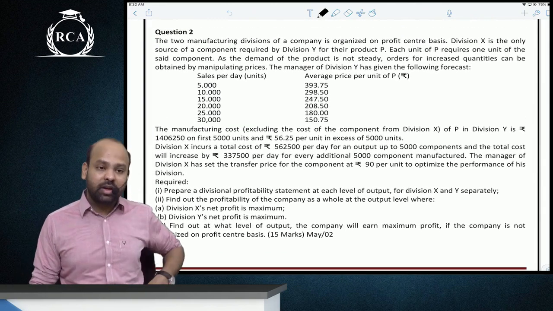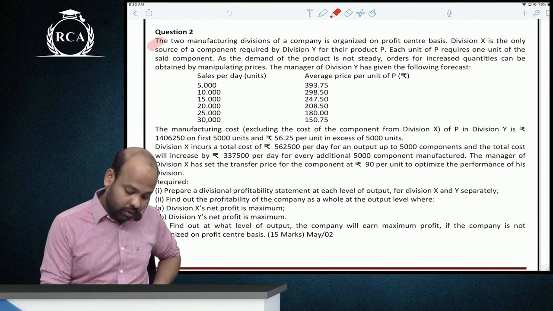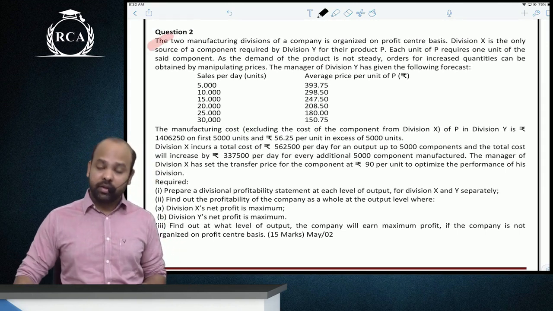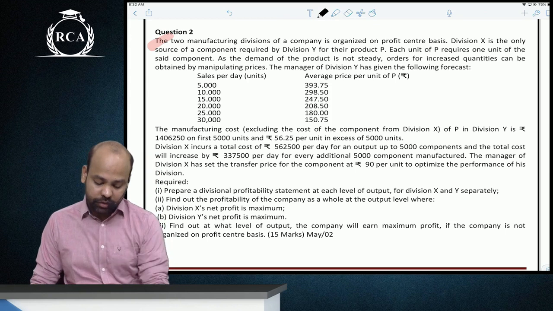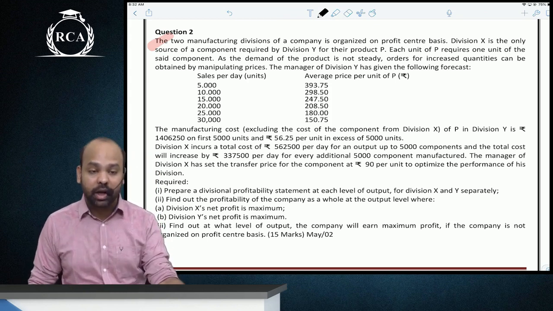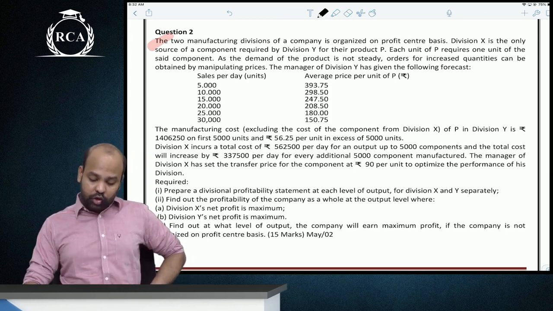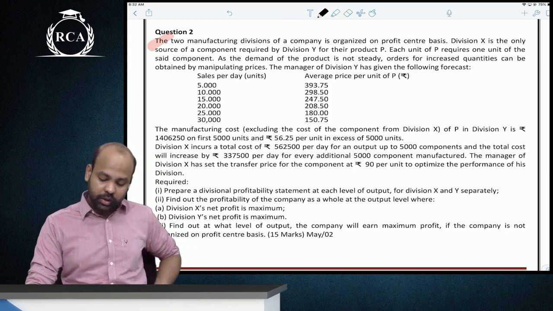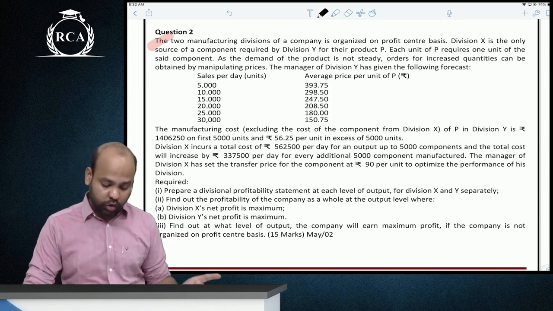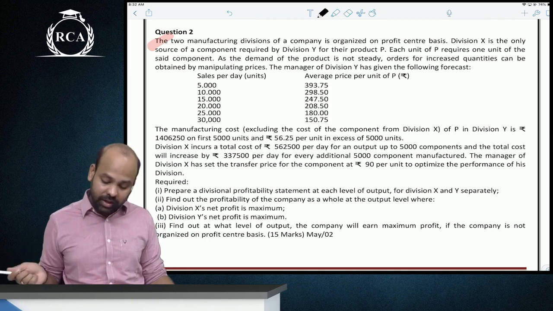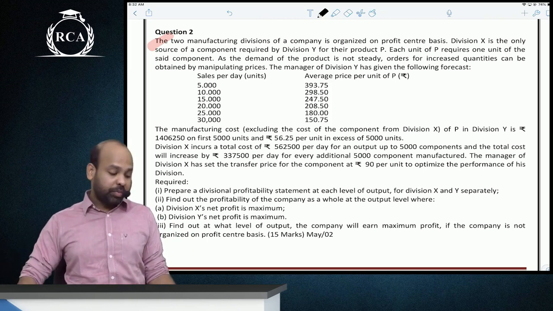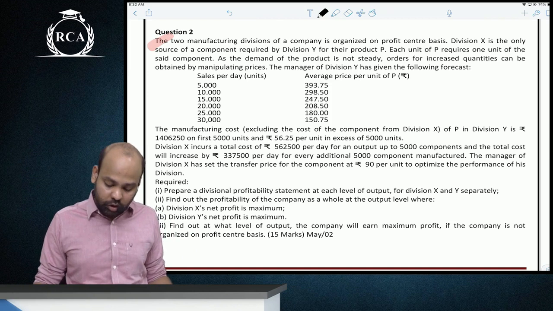The two manufacturing divisions of a company are organized on a profit center basis. Division X is the only source of a component required by division Y for their product P. Each unit of P requires one unit of the said component.